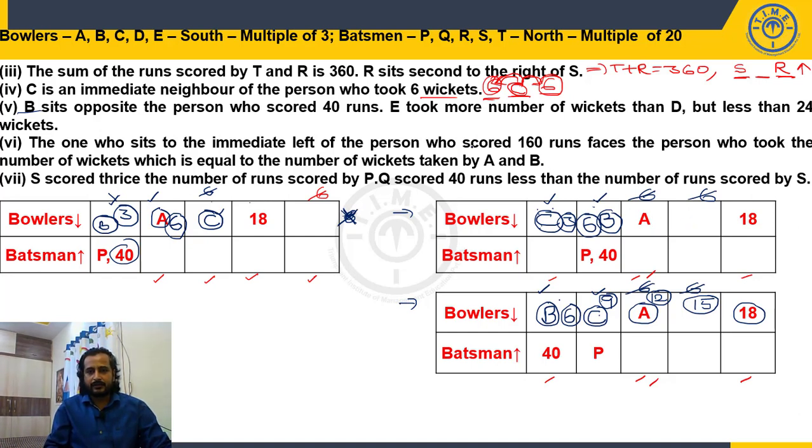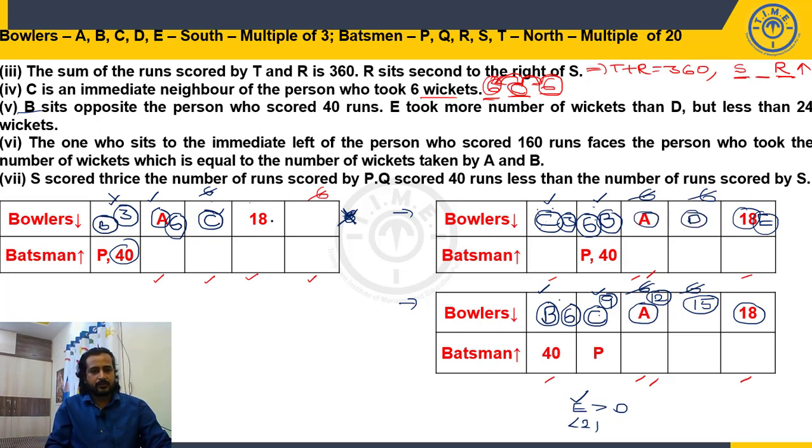Right. Now what else? E took more number of wickets than D, but less than 24. See, look at here. Already CBA is there in the arrangement. And E took more wickets than D. But here we know that number should be in the ascending order. So the person who took highest number of wickets should be at the end. So this will be E. And less than 24, yes, perfectly matching. So E is here, 18 is here. And this will be the remaining D.